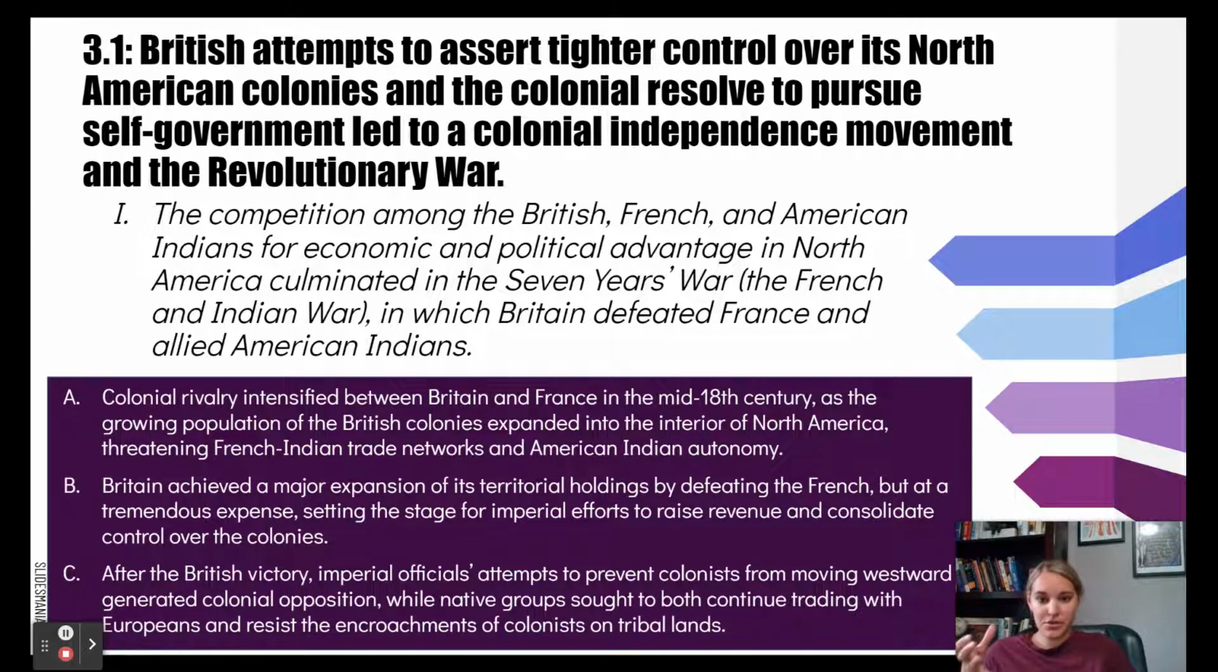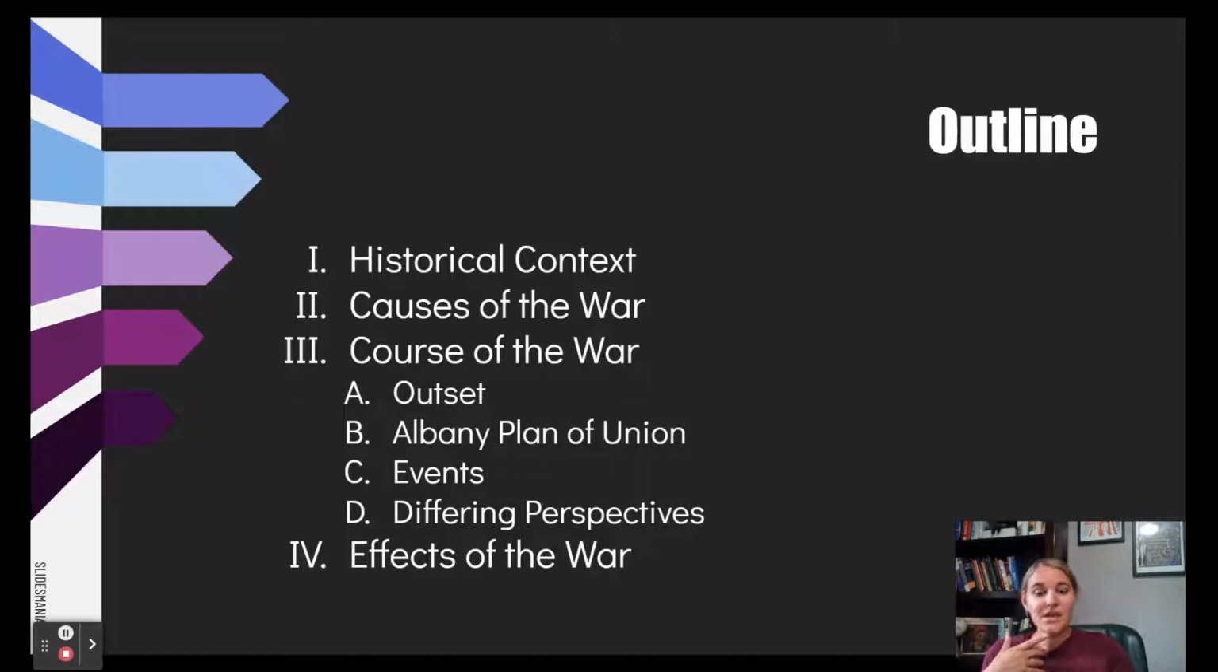As you read through the objectives, what you're going to notice is that we see an expansion of conflict: conflict between Britain and France, conflict between American Indians, and we eventually see conflict between Britain and the colonists. And so these key concepts are all about the shifting relationships happening in North America.